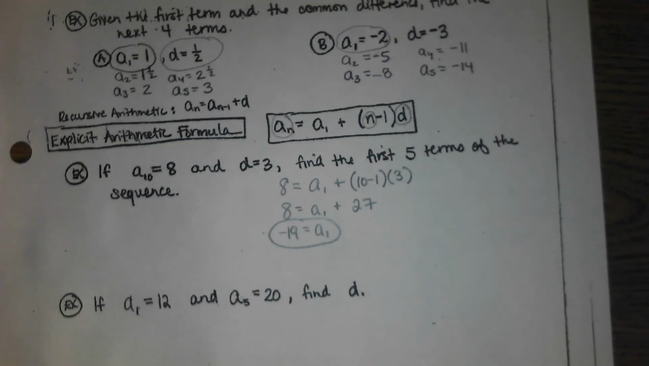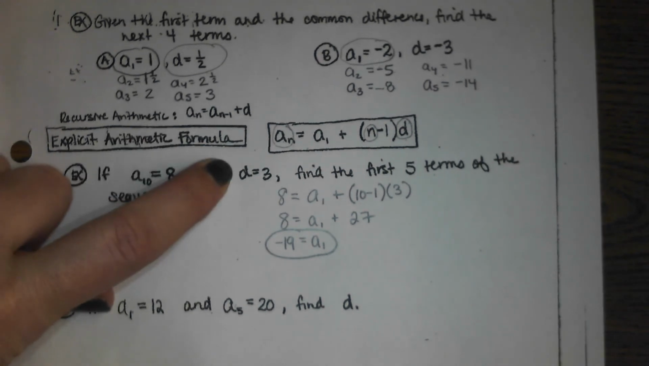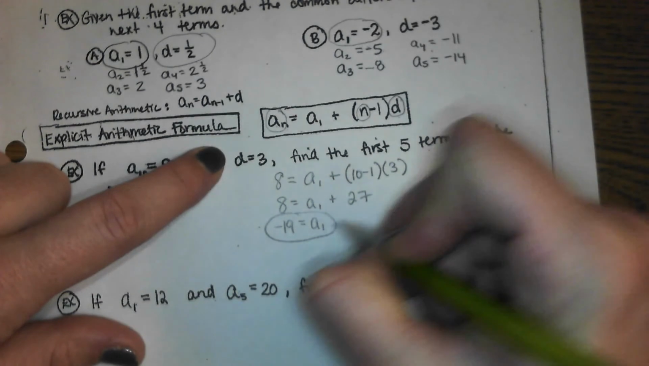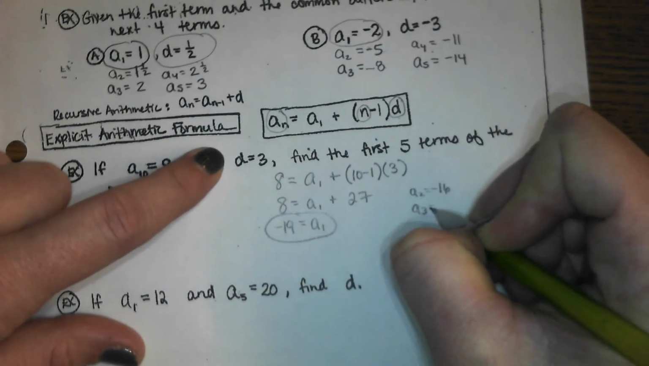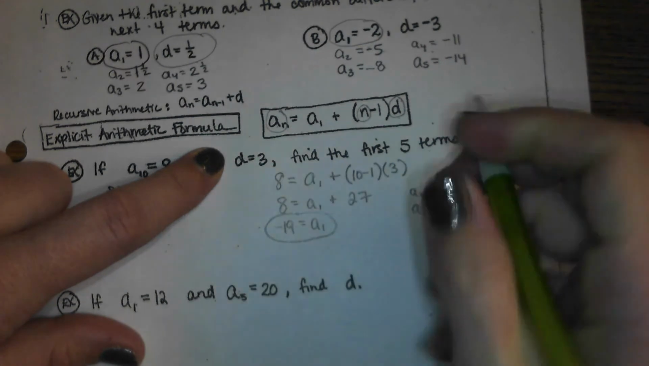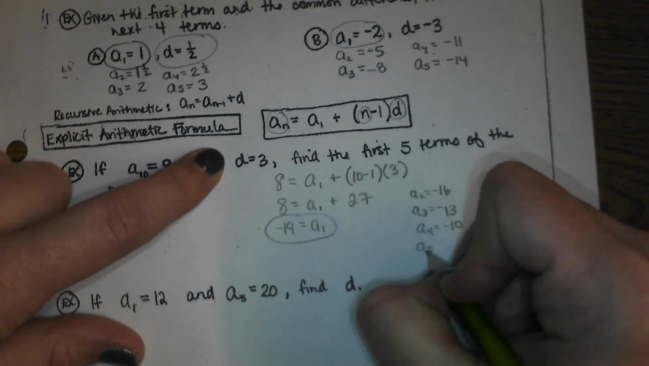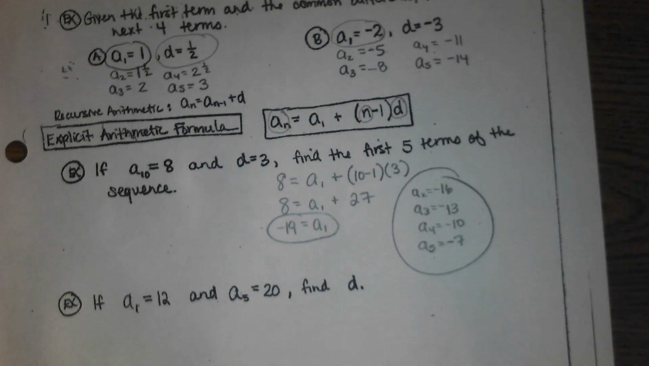So they want us to find the first 5 terms. So there's your first. And now the rest should be a breeze because I know the common difference is 3. Plus 3, plus 3, plus 3, plus 3. So Owen, what's my second term? And my third, keep going. And my fourth, keep going. Excellent. So that's the first 5 terms. Good?